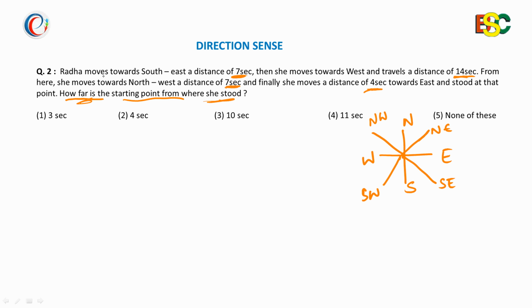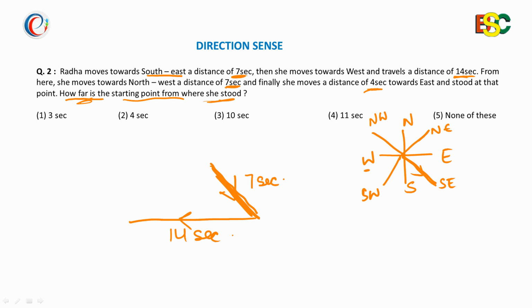It says Radha moves southeast. Southeast means in this direction it is moving, so it moves southeast at a distance of 7 seconds, right? She moved towards west, then west is here, so she turns here and travels for 14 seconds.